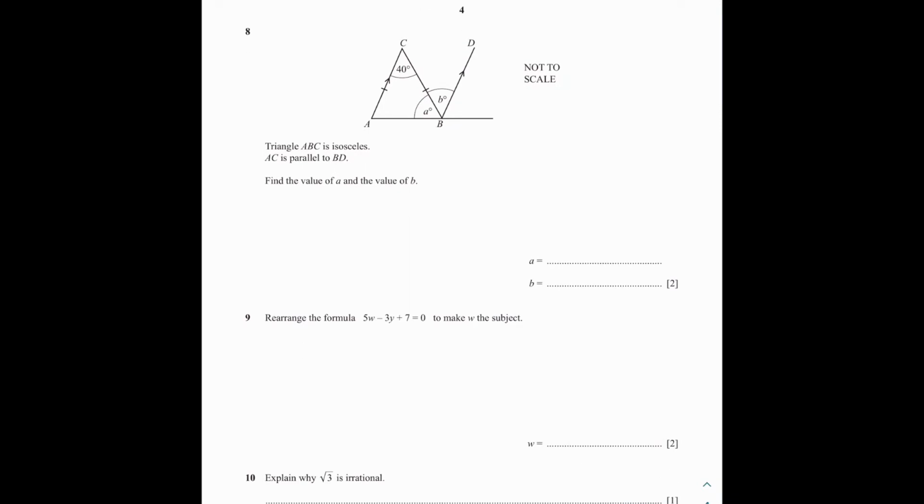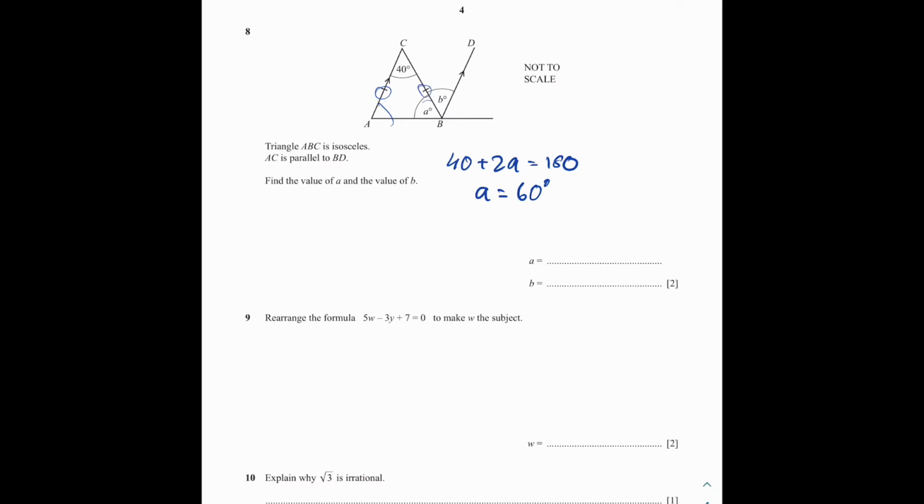Okay, find the values of A and B. These lines mean that it's an isosceles triangle, so that means two of the sides are the same. So that means this side and this side are the same. So we can easily find A from this: 180, 40 plus 2A equals 180. So A is 120 over 2, which is 60 degrees.